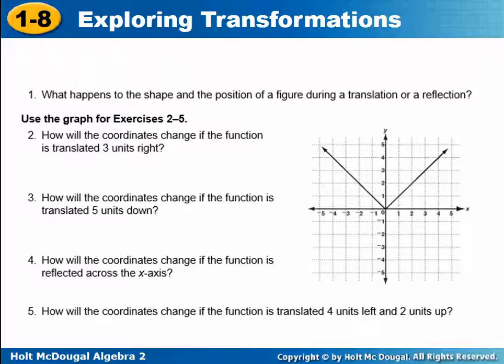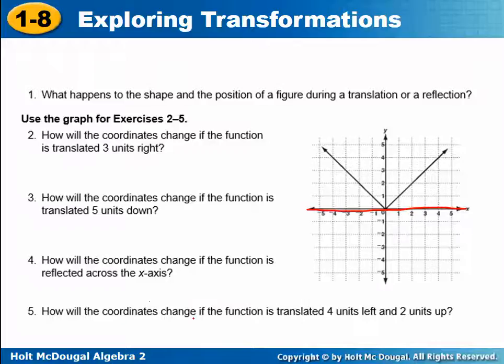Number 3 says, how will the coordinates change if the function is translated 5 units down? So again, is it going to move vertically or horizontally and by a positive or negative amount? Number 4, how will the coordinates change if the function is reflected across the x-axis? That's like we just talked about. Across the x-axis, is it the x coordinates that change, or is it the y coordinates that change?